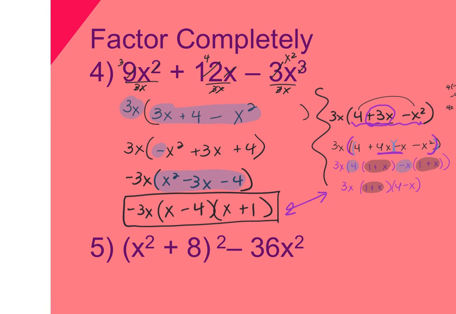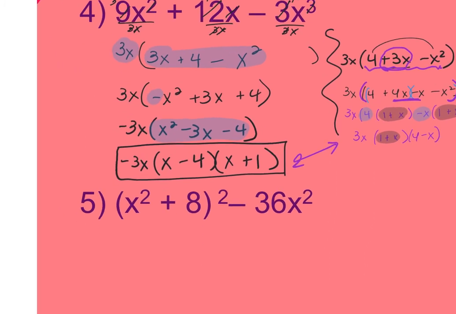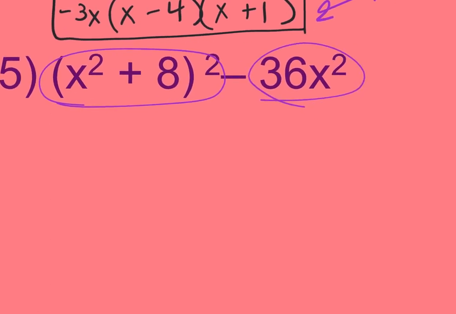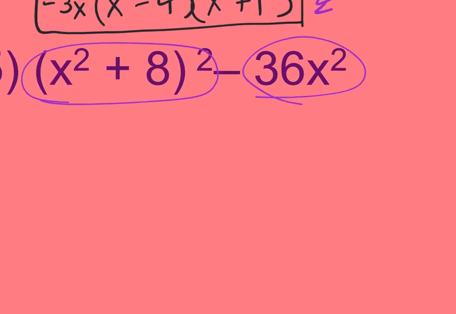All right, look at 5. What's happening there? It's the difference of two squares. It's super ugly, but it is the difference of two squares. This is a perfect square. Not that. This whole thing is a perfect square, and this is a perfect square. So what is the square root of x squared plus 8 squared? X squared plus 8. That would be the first term in each parentheses.